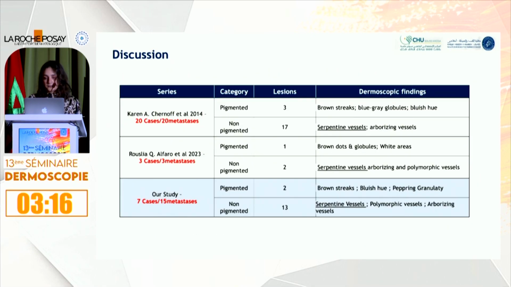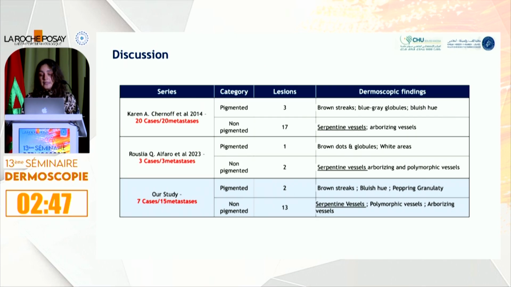Karen Chernov et al. found in 20 patients with biopsy-proven cutaneous metastasis, 17 lesions were pink and 3 were pigmented. All the 17 non-pigmented lesions demonstrated a vascular pattern on dermoscopy, with 15 having serpentine vessel and 2 arborizing vessel. All the pink lesions showed more than 1 pattern of vessel on dermoscopy. In the 3 pigmented lesions, dermoscopy evaluation found brown streak and blue-gray globules, an overlying bluish hue.